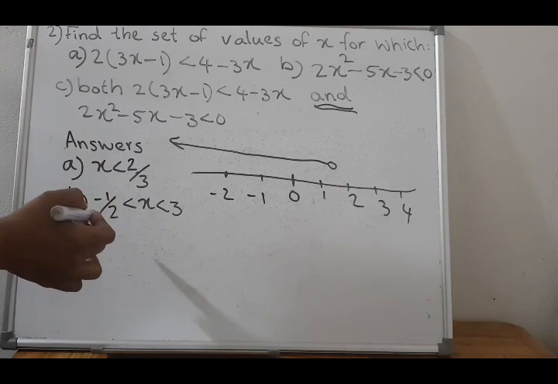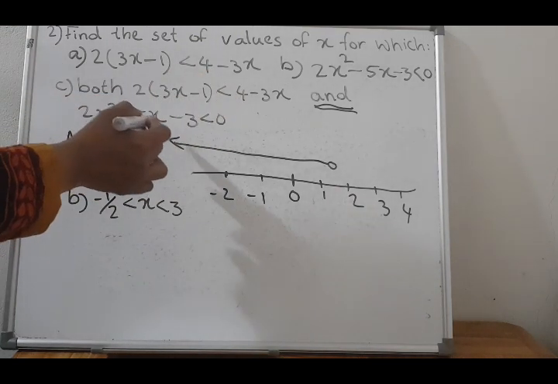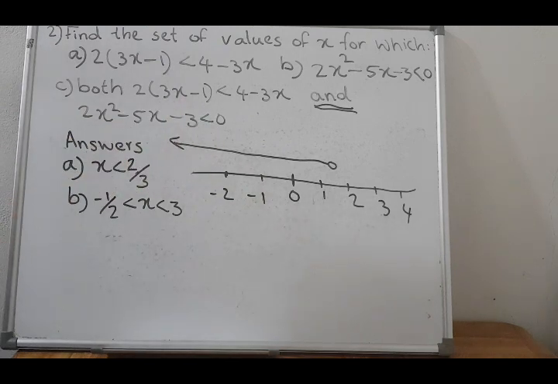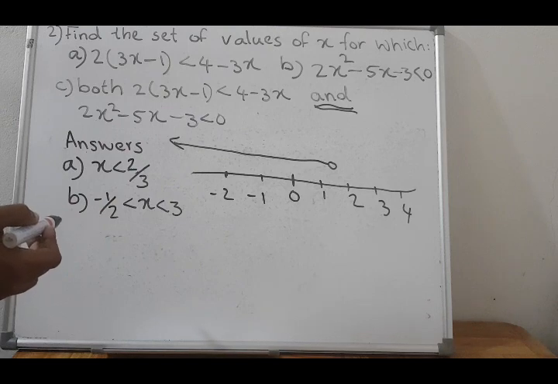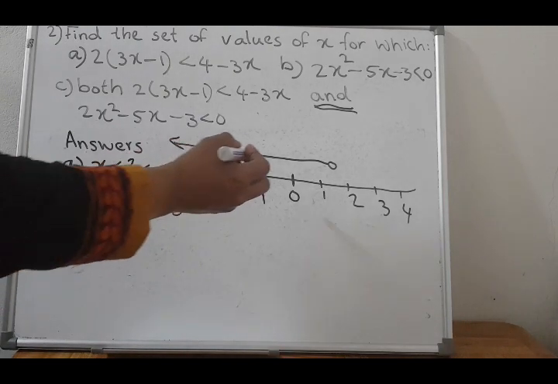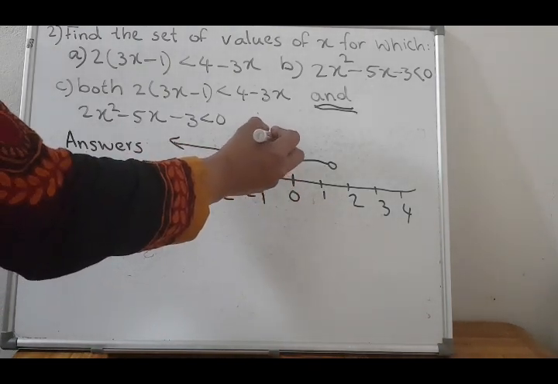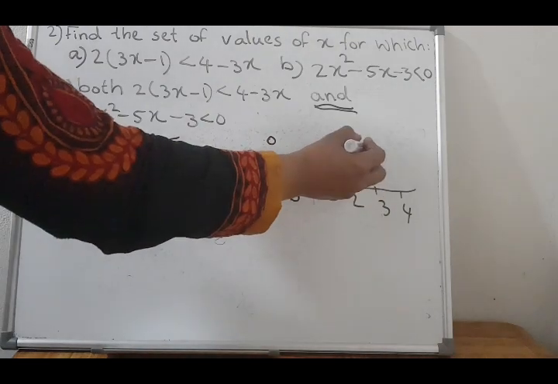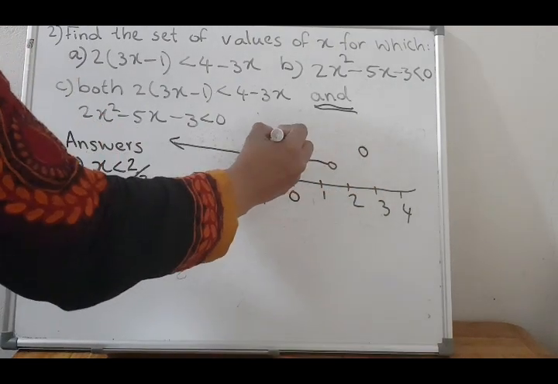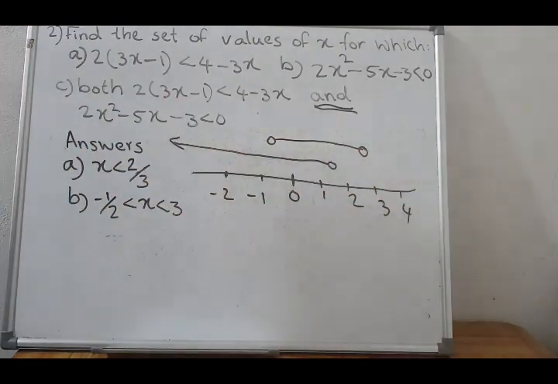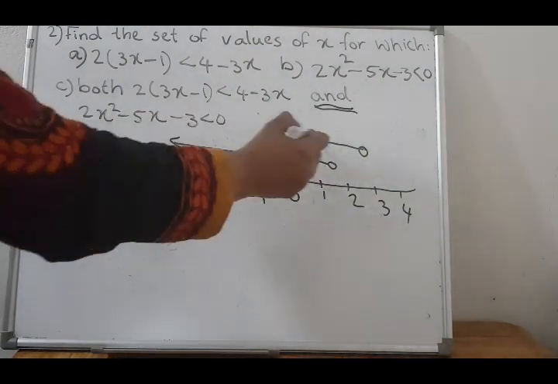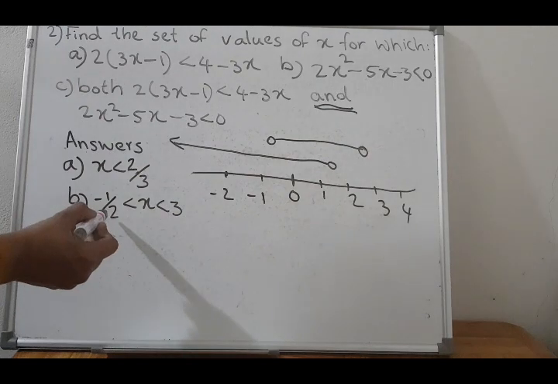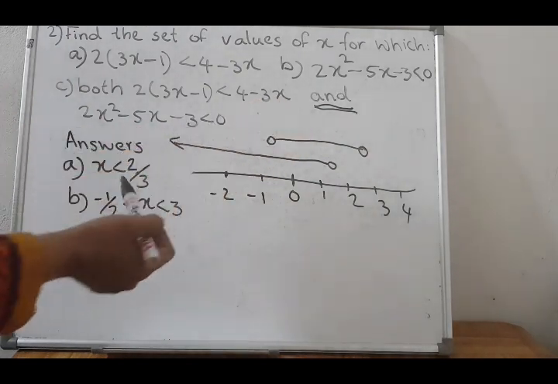Now according to the B part, that is 2x square minus 5x minus 3 less than 0, that is minus half less than x less than 3. So minus half will be coming here. 3 is coming here. See, this is the answer for A part. This is the answer for B part. That is minus half less than x less than 3.